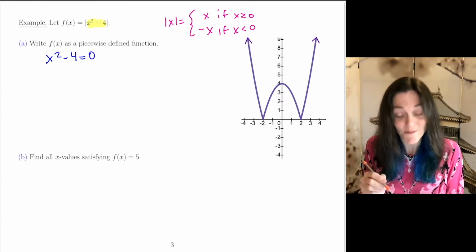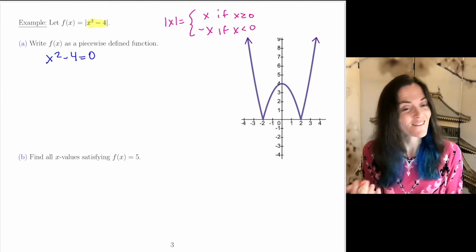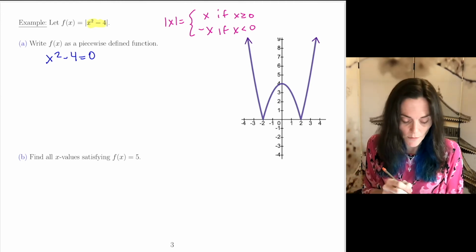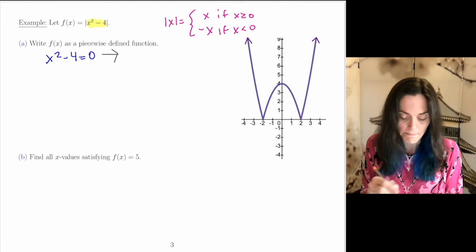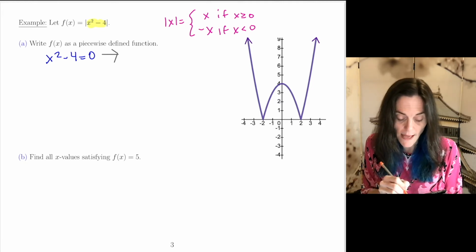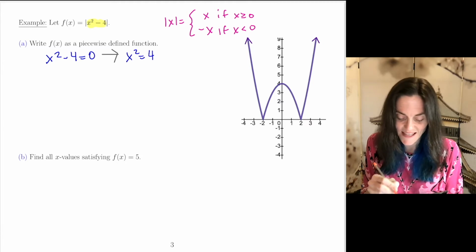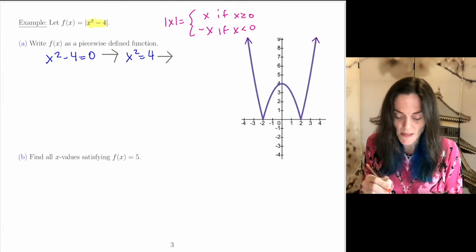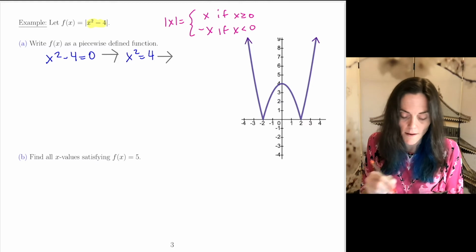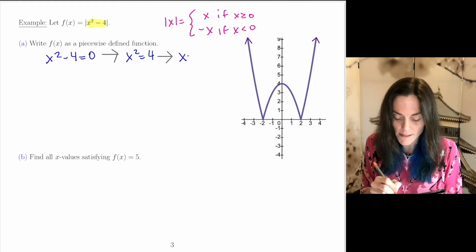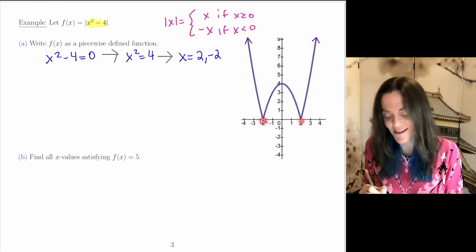So in order to do that, I need to set this to 0 first. And when I do, well, you could factor or just set x squared to be 4, and we get x is 2 and -2. So this is the places where what's inside the absolute value is 0. In fact, we can see it on our graph. Here's 2 and here's -2.